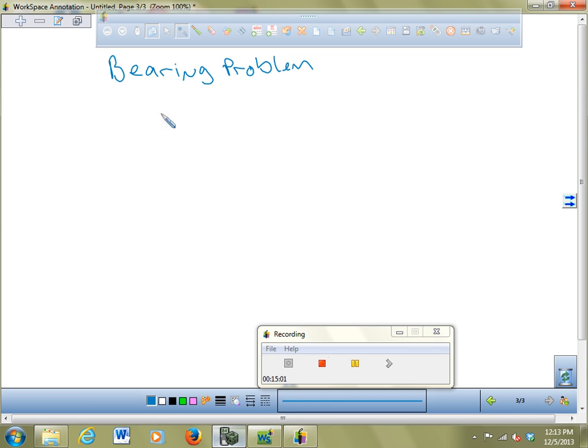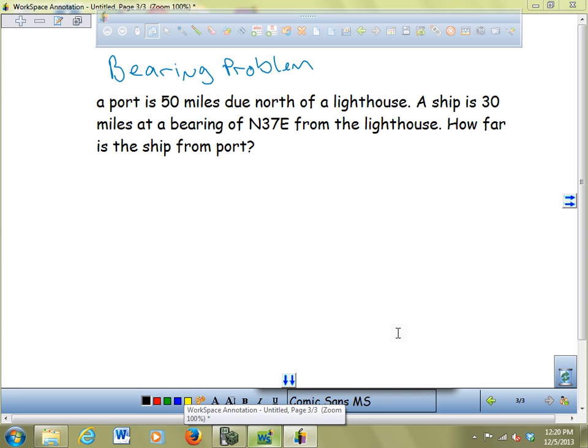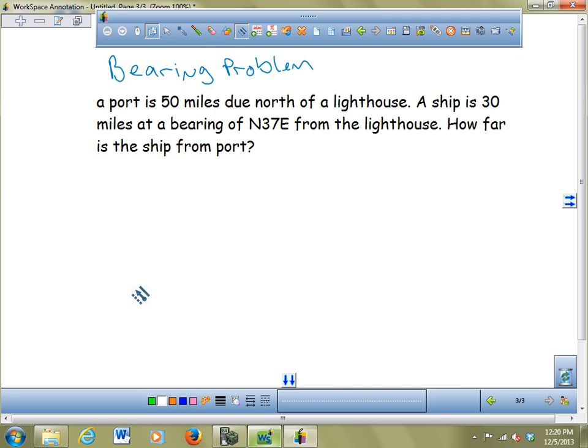I'm going to type this in because it's a long problem. This is a good bearing problem, and it deals with the law of cosines. They love to give you bearing problems when they do law of cosines. This one's not in your book, so you should pay attention. You need to learn to draw pictures of these things to help you solve them.